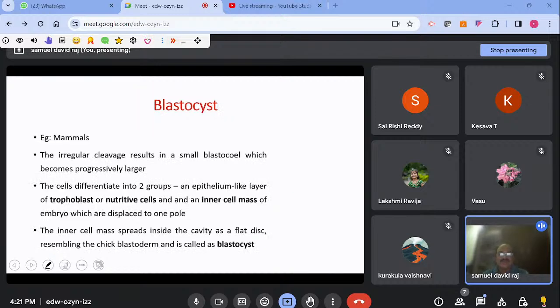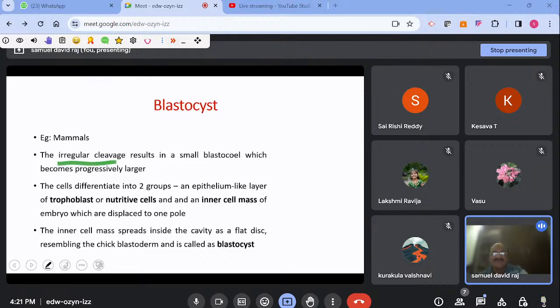And coming finally to the blastocyst. This is seen in mammals. So mammals have microlecithal eggs. Microlecithal eggs means we should exhibit radial cleavage, and we should have radial symmetry, isn't it? But we are having bilateral symmetry, and we are having rotational cleavage. So it results in this structure. The blastula here is called the blastocyst.